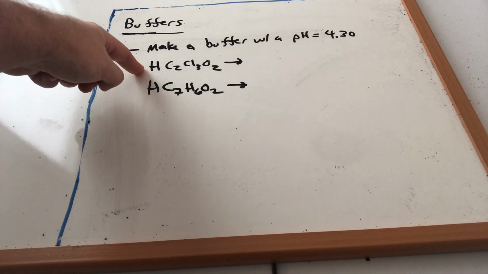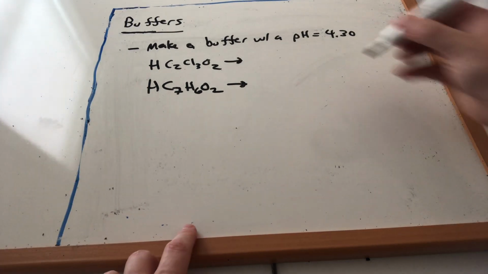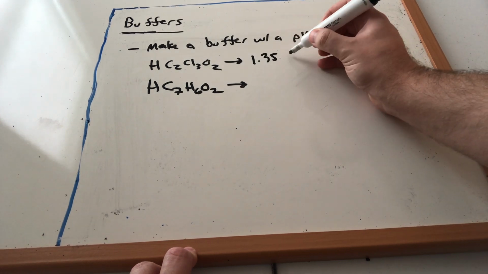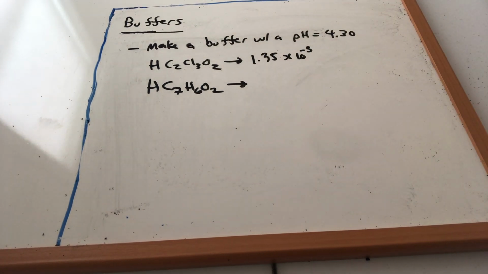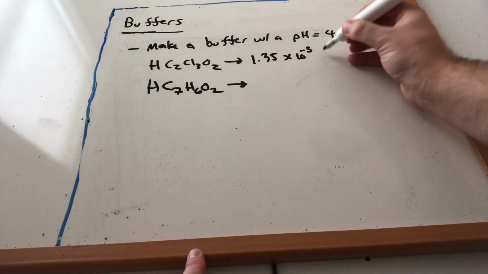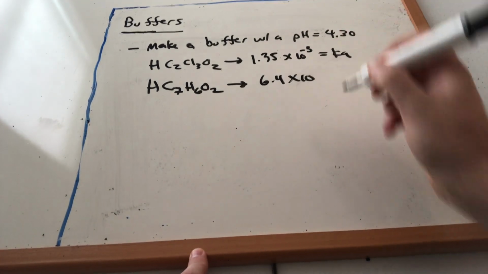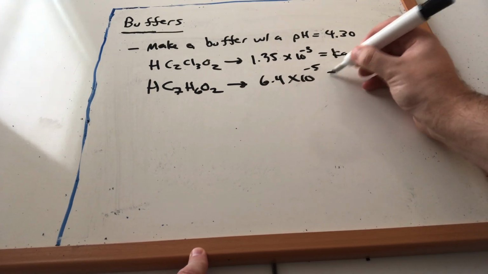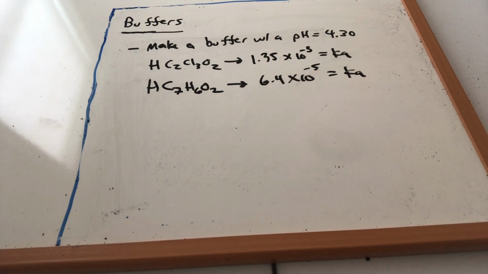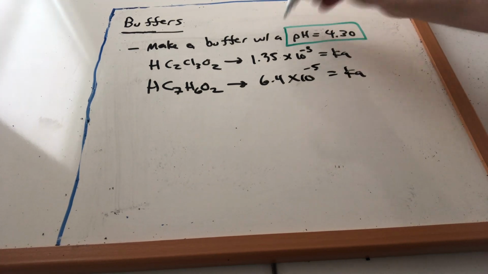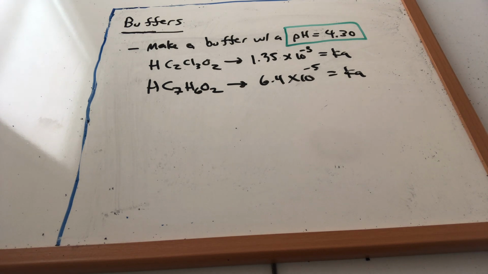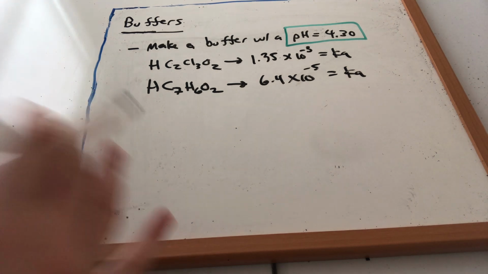The chloroacetic acid has a Ka that's equal to 1.35 times 10 to the minus 3. The benzoic acid has a Ka that's equal to 6.4 times 10 to the minus 5. So I need a conjugate acid-base pair to analyze this solution correctly, but I have a target. So I have a choice to make. I could either use the chloroacetic acid or the benzoic acid. So what do we decide in terms of our choice?